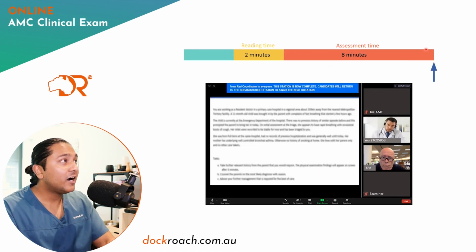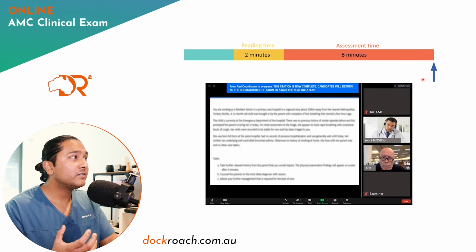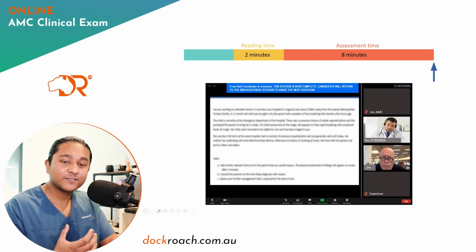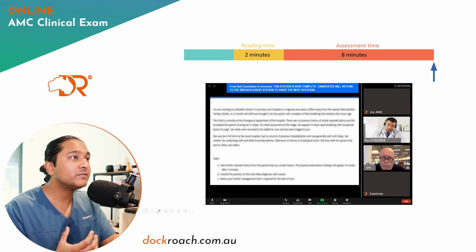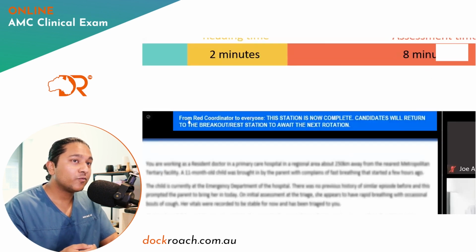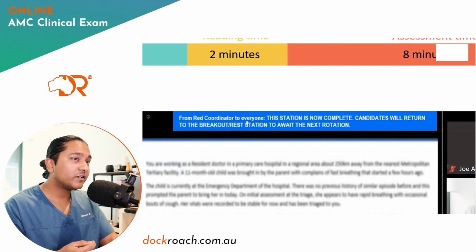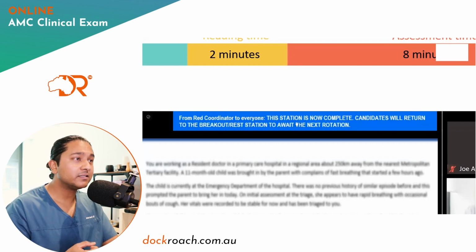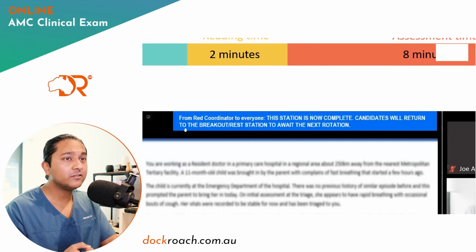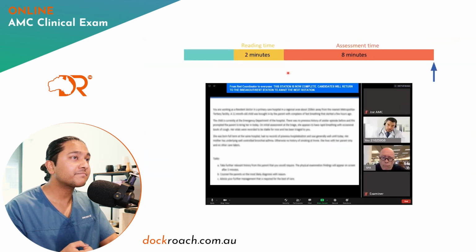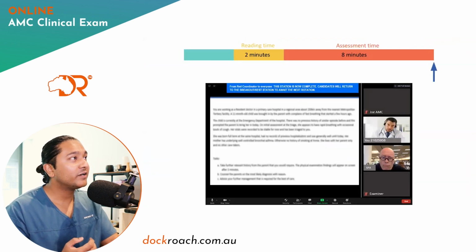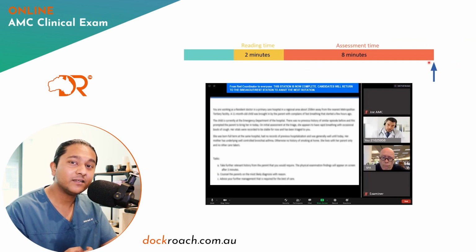Okay, so let's see how the exam station ends. It ends when the message from the red coordinator appears on the top of the screen again. So you will see this message. Let me just zoom there. When you see this message, from the red coordinator to everyone, this station is now complete. Candidates will return to the breakout/rest station to await the next rotation. So when you see this message, then you know that you are at the end of the assessment time.